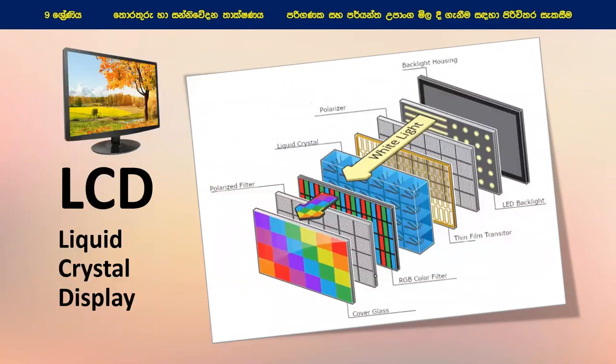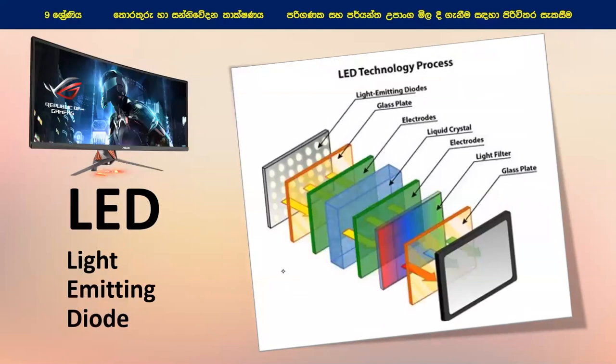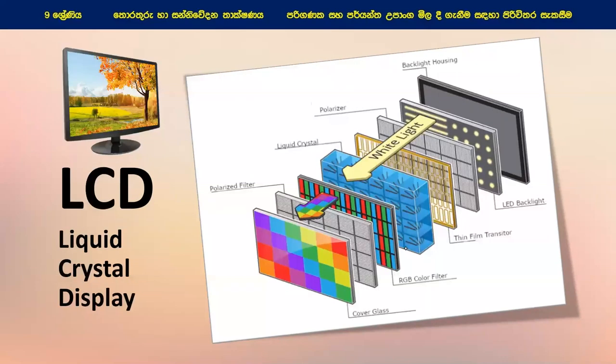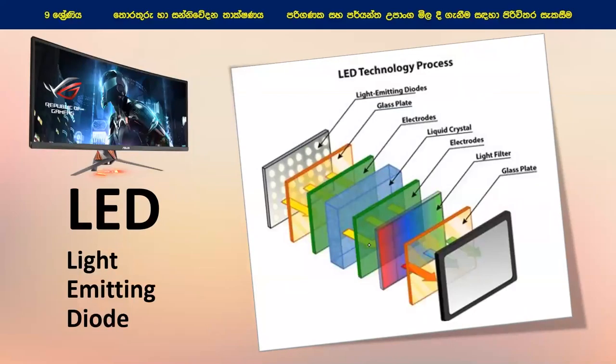Now you can see even LCD got LED backlights, right? It's not like LCDs are entirely made out of liquid crystal, and LEDs are entirely made out of LED. Both technologies were there, but the major technology in LCD was the liquid crystal. But when it comes to the LED, the major technology is the LED panel, right?